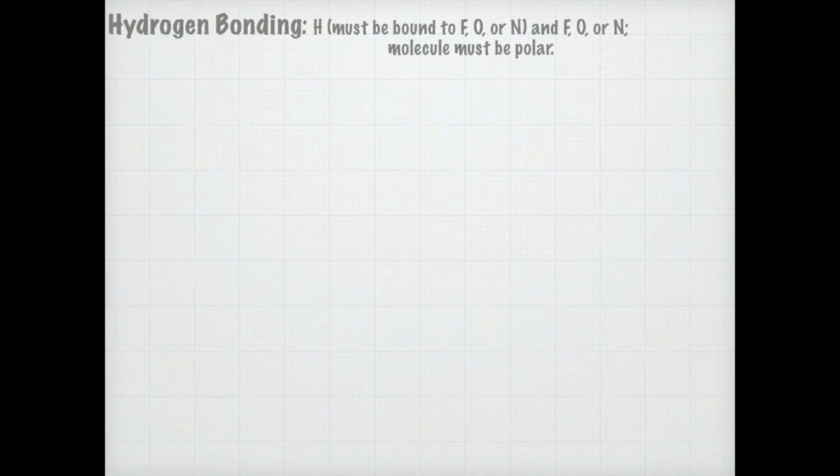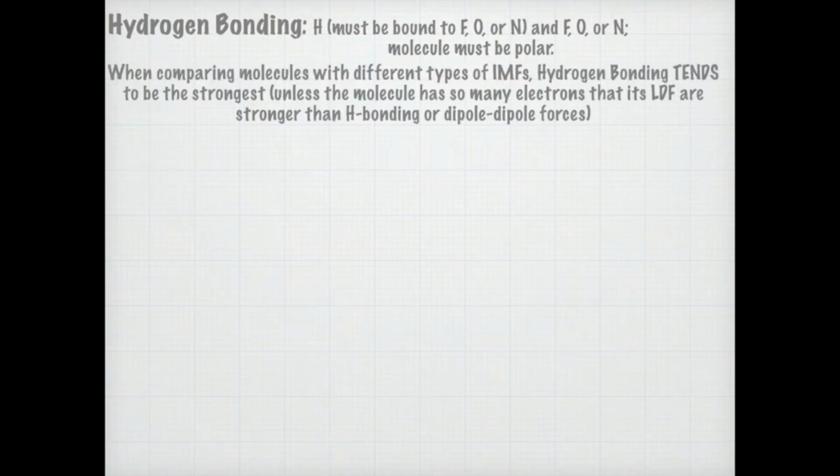So the hydrogen of one molecule, which must be bound to fluorine, oxygen, or nitrogen, would then be attracted to the fluorine, oxygen, or nitrogen of a different molecule, okay? Now, in general, when we're comparing the strengths of intermolecular forces, hydrogen bonding tends to be the strongest. Now, that is the case unless you have a huge molecule that has so many electrons that its London dispersion forces are stronger than hydrogen bonding or dipole-dipole forces of another molecule.